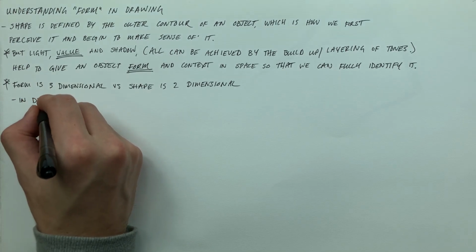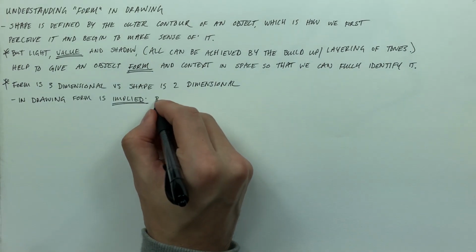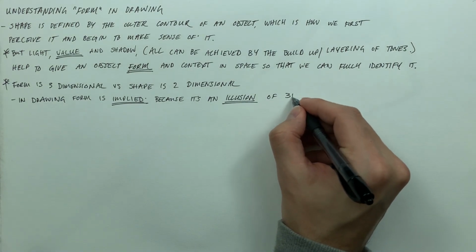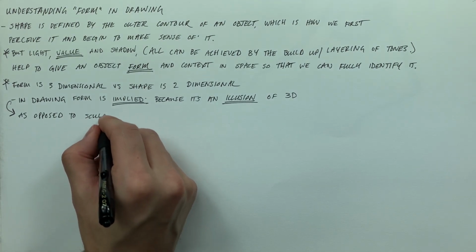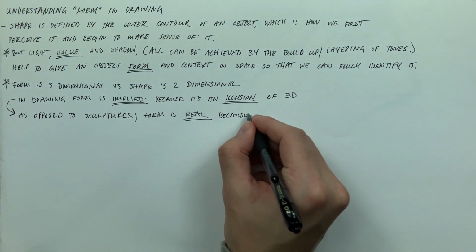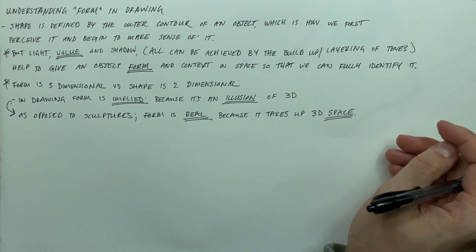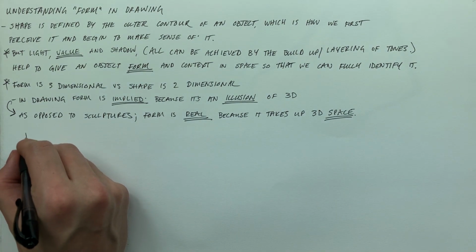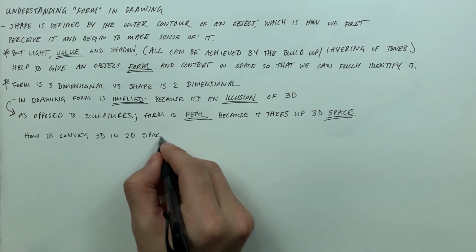Now, in drawing, form is implied. And the reason why it's implied is because it's an illusion of that 3rd dimension. As opposed to, say, sculptures, right? When it comes to sculptures, the form is very much real. And the reason why is because it physically takes up that 3rd dimension in space. But with drawings, it's not like that. It's up to you to sell the illusion of that 3rd dimension. So that leaves us with, how do we convey 3 dimensions in 2-dimensional space?